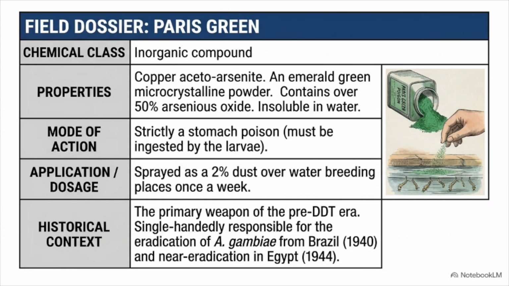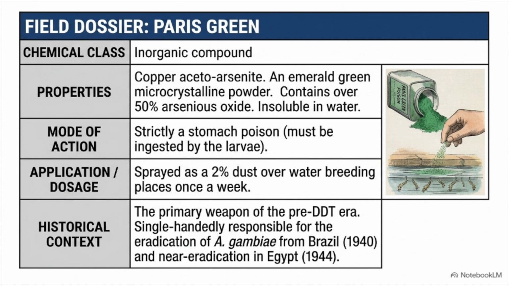Paris green is an inorganic compound, copper acetoarsenite, an emerald green microcrystalline powder containing over 50% arsenious oxide, insoluble in water. Its mode of action is strictly as a stomach poison, meaning it must be ingested by the larvae. It is sprayed as a 2% dust over water breeding places once a week.